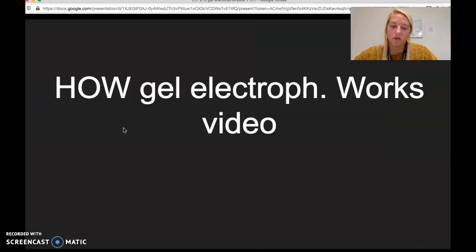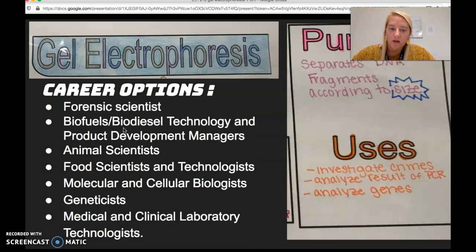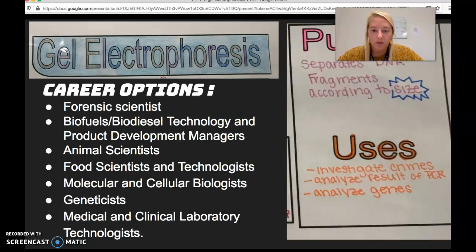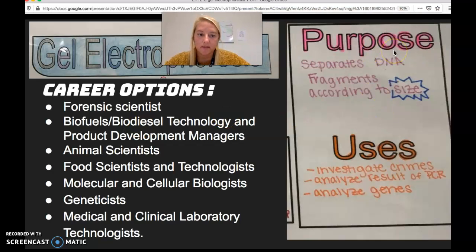I'm going to watch a video on gel electrophoresis. And then lastly, the purpose, why we care. The purpose is to separate DNA fragments according to size. We use this to investigate crimes, analyze results of PCR, did our PCR work, and analyze genes.